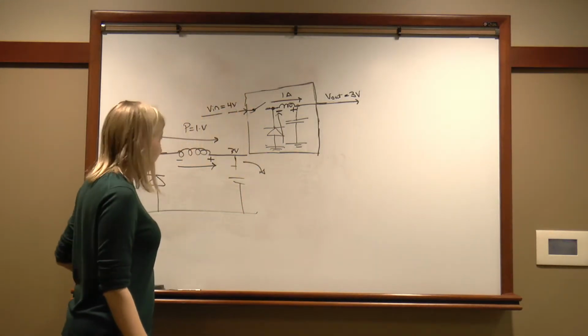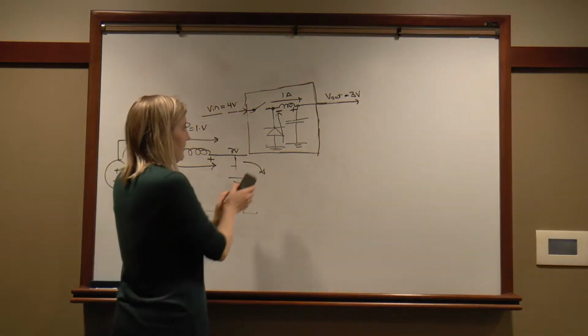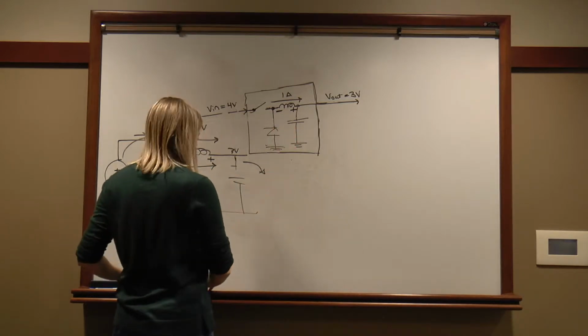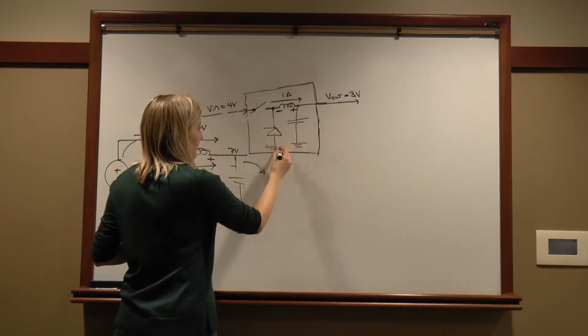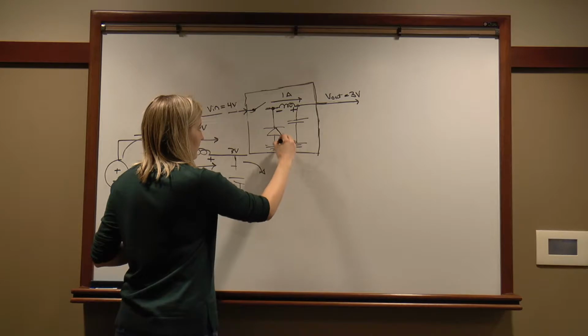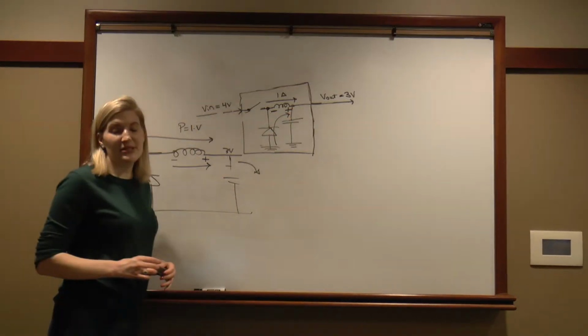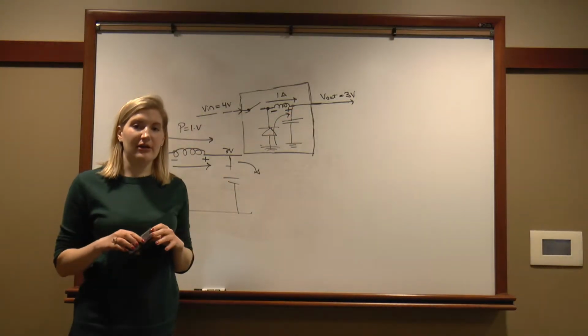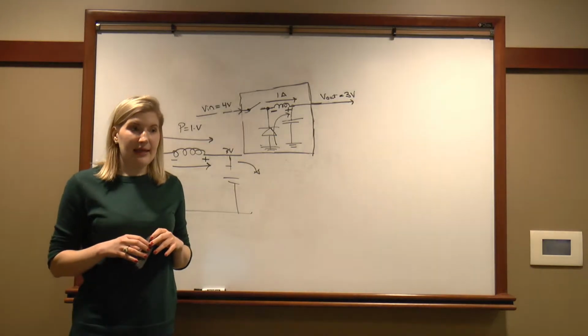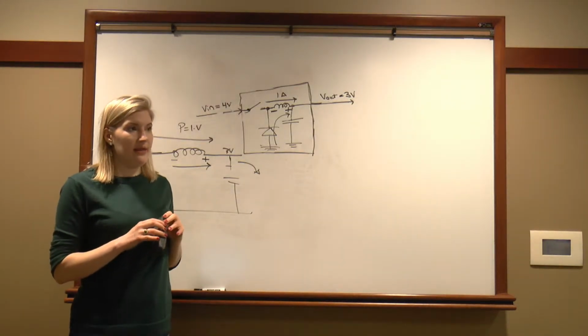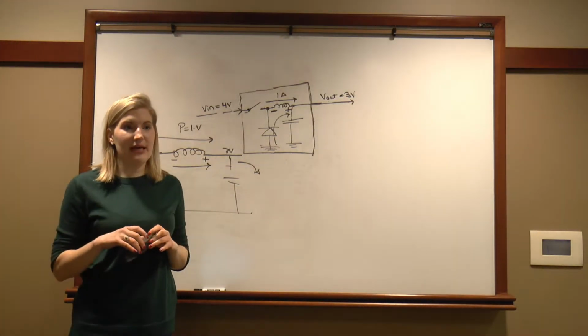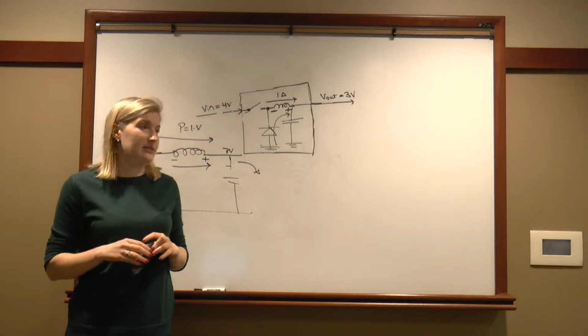So that's why here, when the switch opens, the polarity changes, and this diode is forward biased and current can flow this way. So let's talk about the buck regulator in a steady state. And let's talk about what the inductor current waveform looks like and the capacitor voltage waveform looks like.